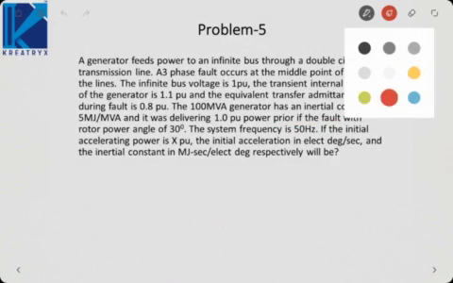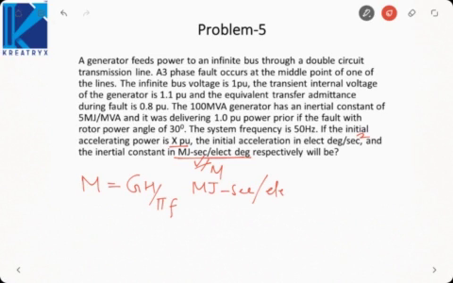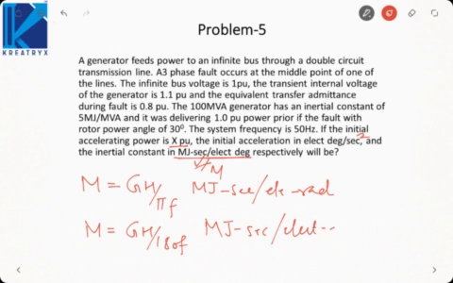In the next problem, which is a part of the same problem, it is saying we are given that the initial accelerating power is x pu. We need to find the initial acceleration in electrical degree per second square and the inertia constant in megajoule second per electrical degree. So this constant here refers to M. Now M had two formulas: GH by pi f, which will give the units megajoule second per electrical radian, or M equal to GH by 180 f, which will give it in megajoule second per electrical degree.